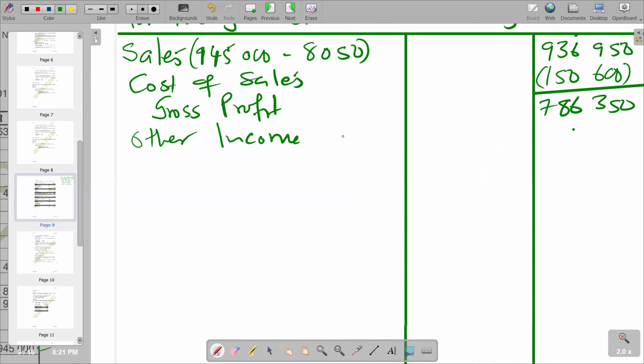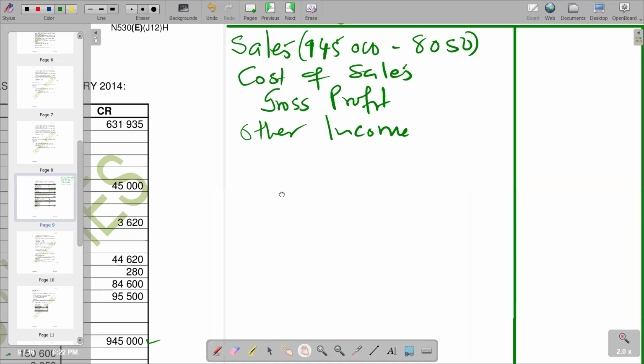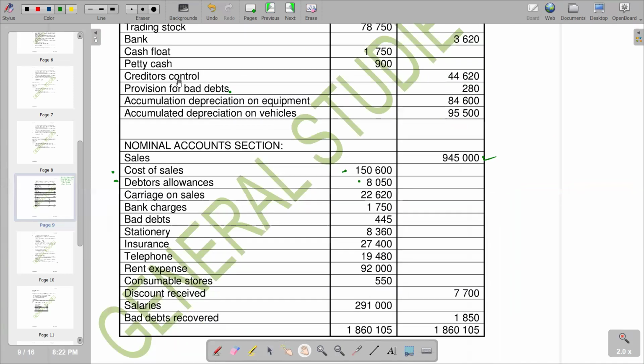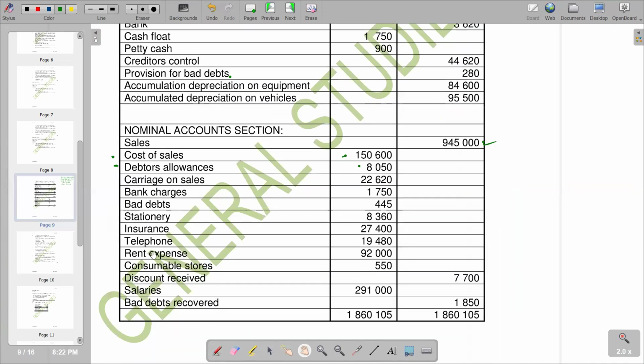So we go to our pre-adjustment trial balance. And obviously under the nominal account section, that's where we're going to find our other income. So we go through each and every item that we're given there to check if we've got other income. So you see that we've got discount receipts here, with an amount of 7,700. So we can go and put that one.